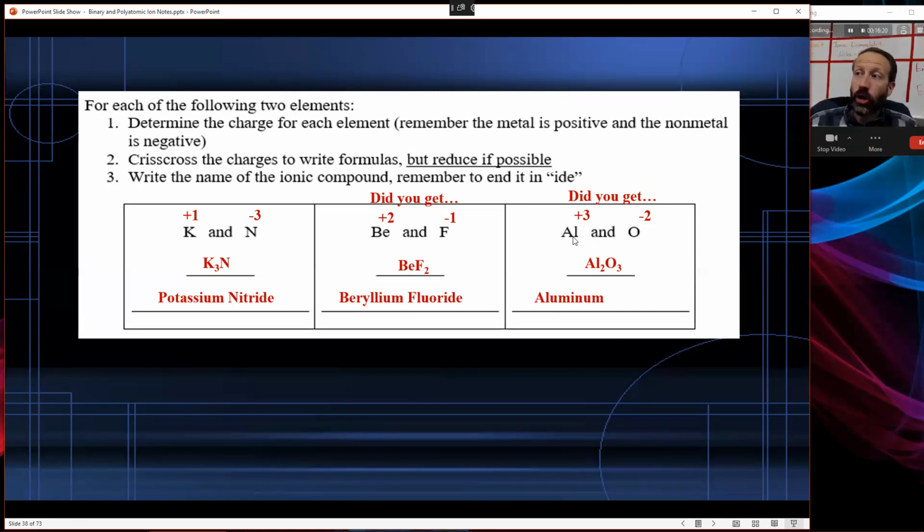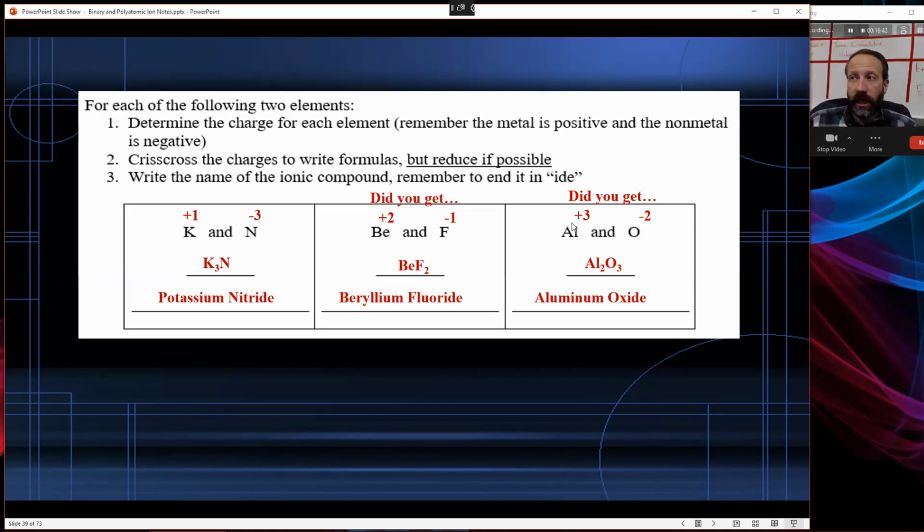Okay, and then Al is aluminum, and O is no longer going to be oxygen. We're going to call it oxide. So there we go. That's all there is to naming. You write the names in the order listed, and you change the ending to "ide." And it will always be the non-metal you're changing. The metals, the positive, always go first, and the non-metals, the negative, always go second. So it's always the non-metals.